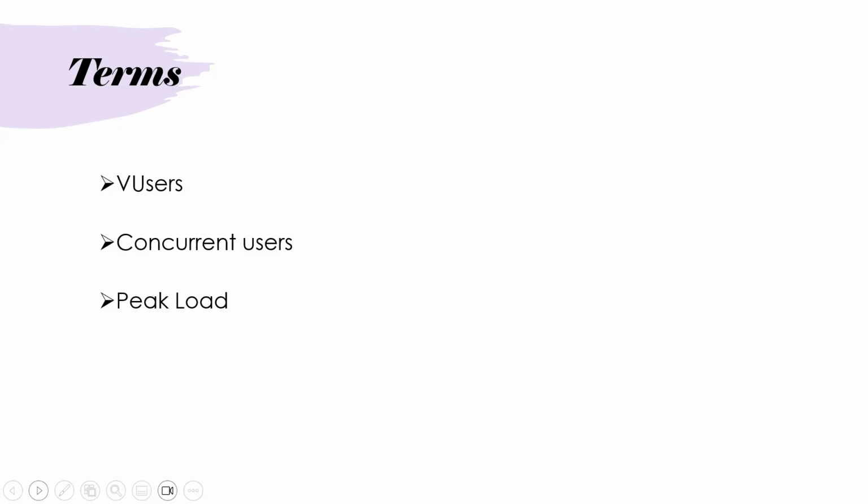The third term is peak load. Peak load has a broader definition. When you have an application, the peak load is the maximum load that you could expect your application will get at a given time. So these are the three terms that I'm going to explain to you, and we are using this in our definition. You will get a proper understanding of these terms when we discuss the definition. So let's begin.